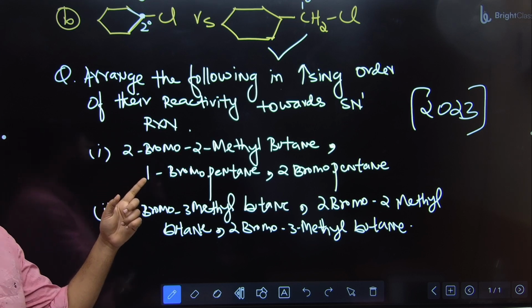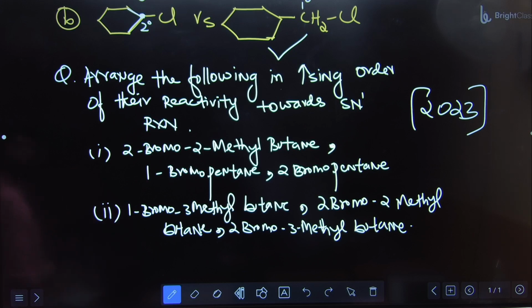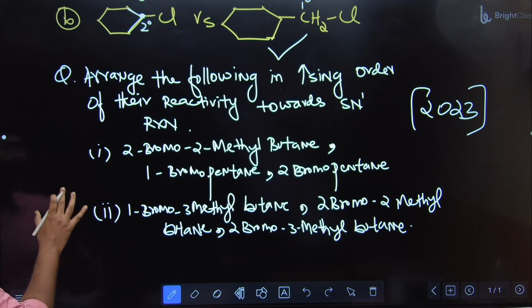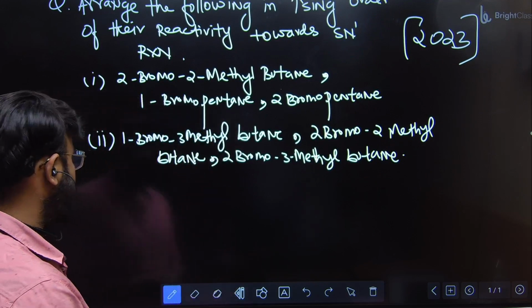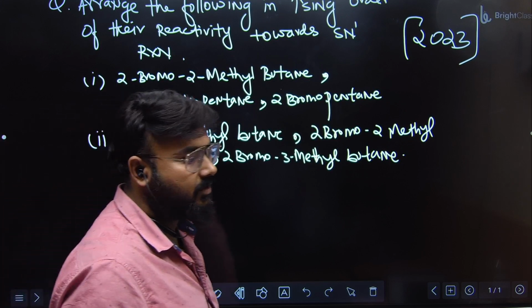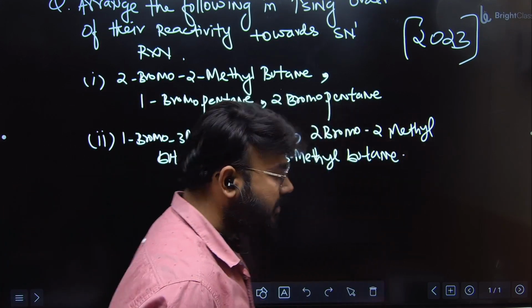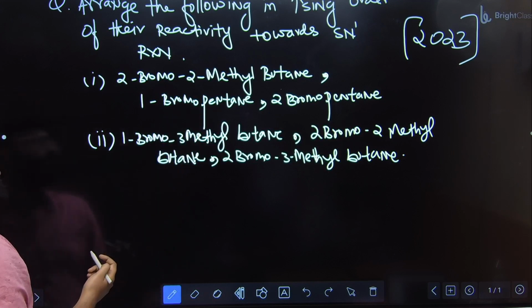Remember, it's SN1, carbocation stability, right? Okay, Tanishka, you done? Good. How many people got it? The first one? All right. Okay, Avantika, you have got it. What about others? So guys, 2 bromo 2 methyl butane.